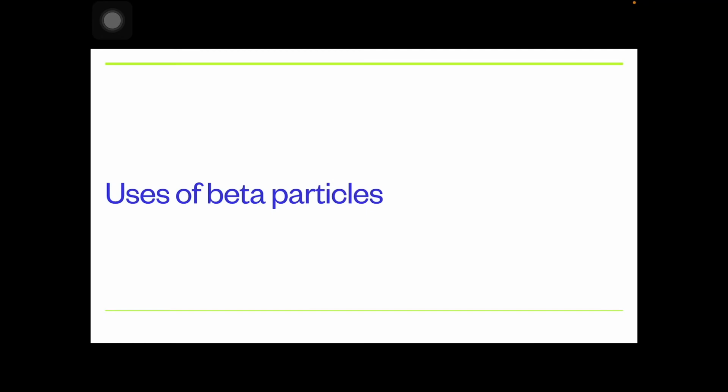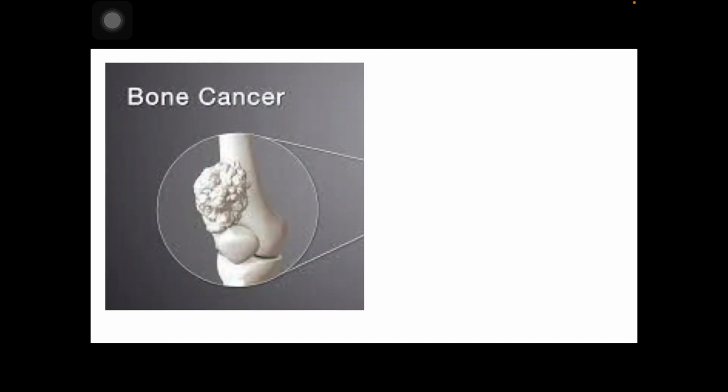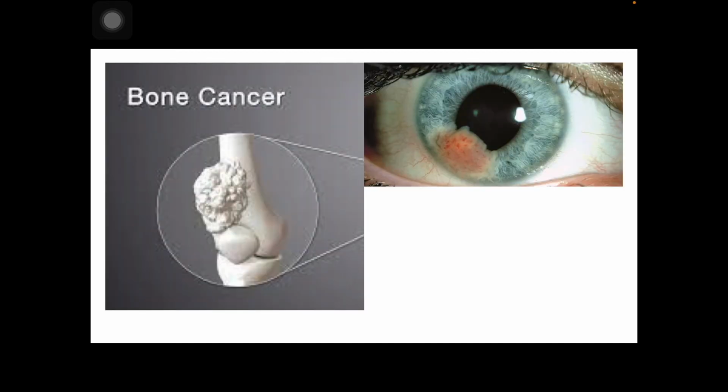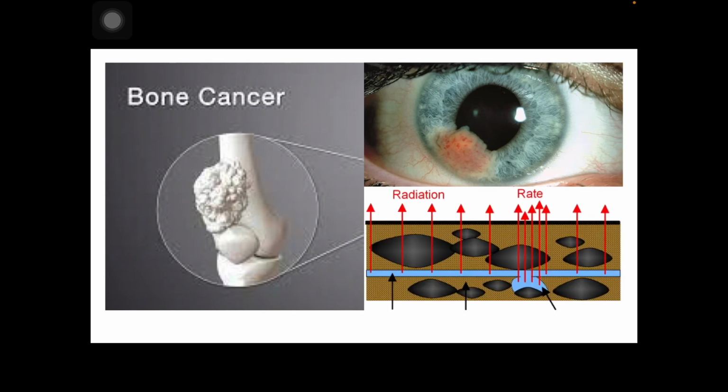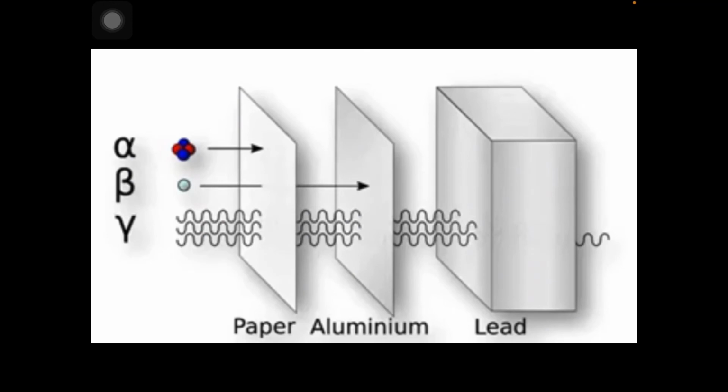The medium penetrating power of beta particles provides a range of useful applications. Beta particles can be used to treat health conditions such as bone cancer and eye cancer, and are also used as tracers. Beta particles are also used in quality control to test the thickness of an item, such as paper, coming through a system of rollers.